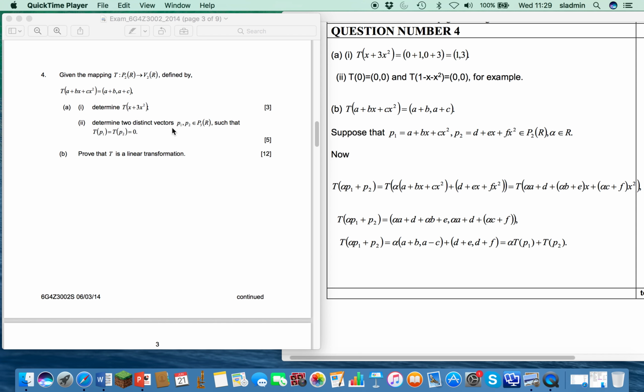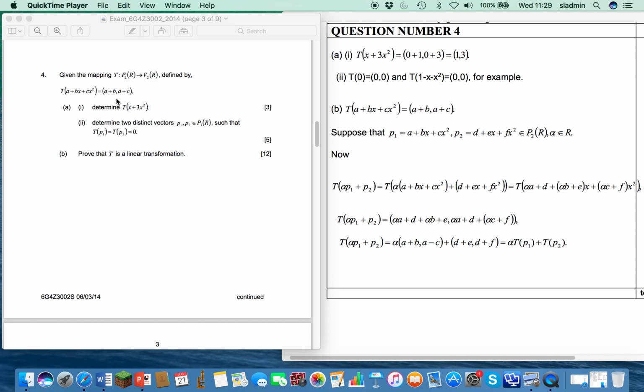Then we want to determine two distinct polynomials, P1 and P2, which are in P2 of R, such that T of P1 is equal to T of P2 is equal to 0. Now obviously, because this is a linear transformation, T of the 0 polynomial is just going to give us the vector (0, 0). And that's true for any linear transformation. T of 0 will always map to 0. Next, we want a non-zero polynomial mapping to 0.